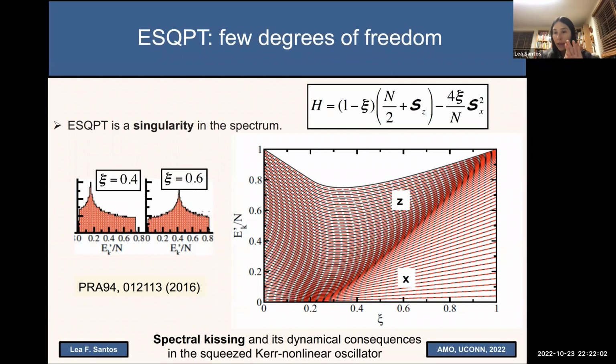So this is the end of the first part of this presentation. The second part of the presentation will be about the last words of this title, the story about this Kerr-nonlinear oscillator. So I'm stopping here. This is the first part.